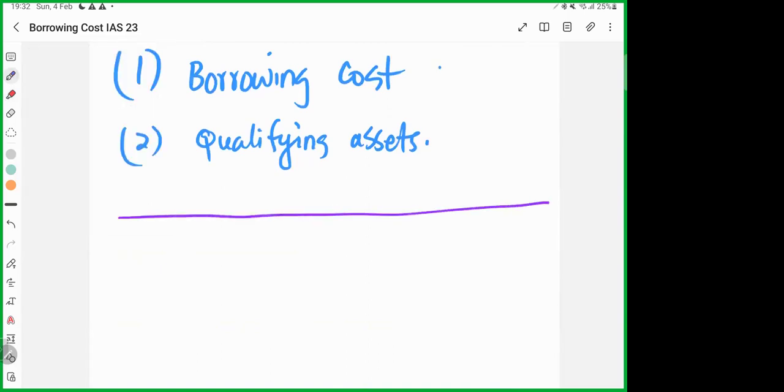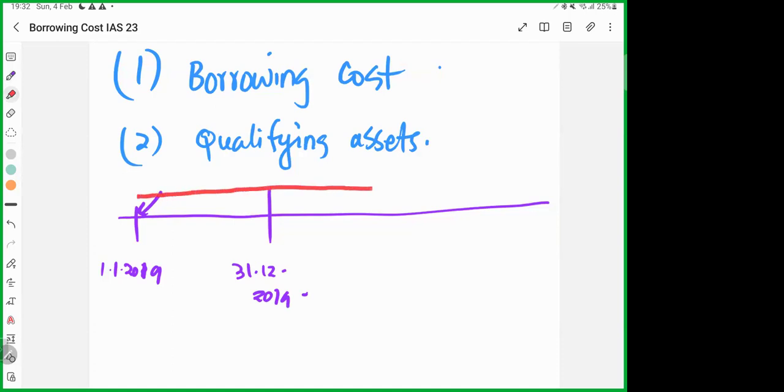See, this is a timeline. On 1 January 2019 we started, and for sure this will not finish on or before the end of 2019. Can all of us agree on this? Yes. The project will continue like this, but it will not finish in this period. So qualifying assets are those assets that take a substantial period of time for construction or acquisition.